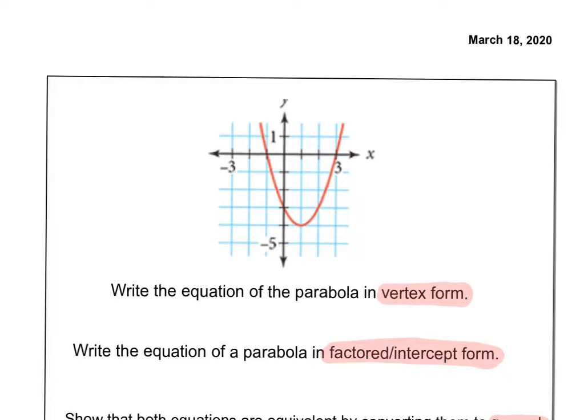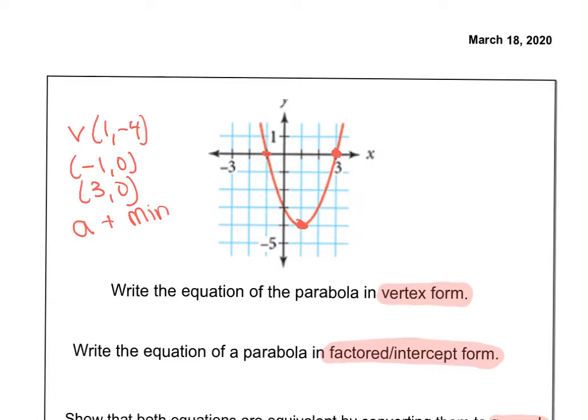I can see that it has a vertex at 1, -4. I see it has two x-intercepts. One is at -1, 0. Another is at 3, 0. I notice that the a value must be positive because it's opened up. There's a minimum value. It is that vertex at the bottom.